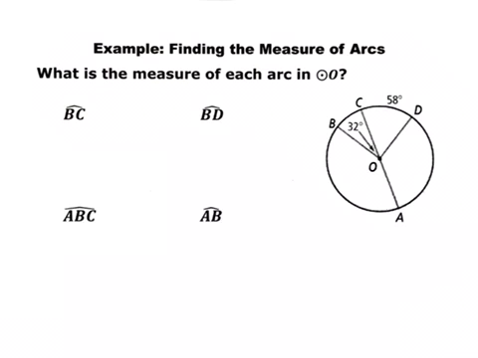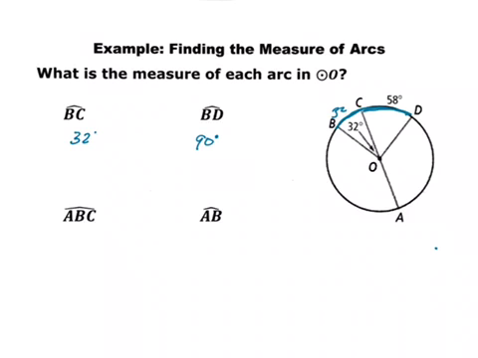What is the measure of each arc in circle O? Well, arc BC has a central angle that is 32 degrees, so BC is also 32 degrees. BD is the combination of BC and CD, so we would take 32 plus 58, which is going to give us 90 degrees.